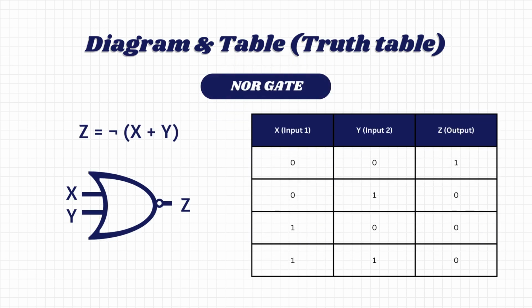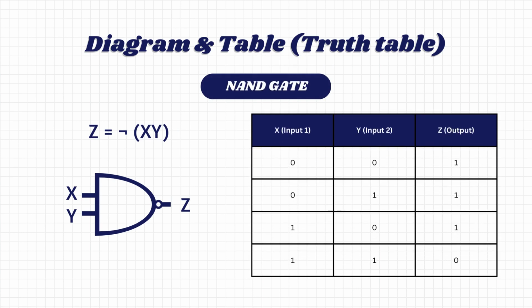Next, a NOR gate. A NOR gate combines an OR gate with a NOT gate. It receives two or more input signals and creates a high, or 1, output signal only when all input signals are low, or 0. A NOR gate with two inputs x and y has the Boolean equation negation of x plus y.